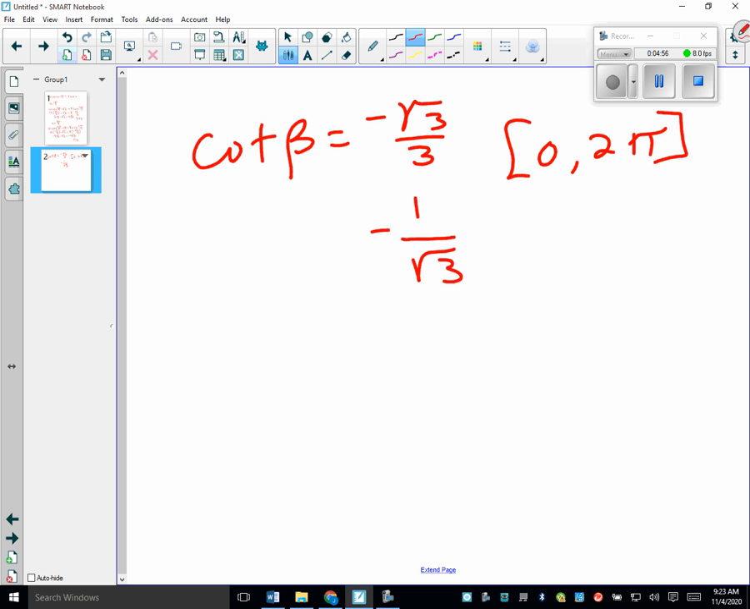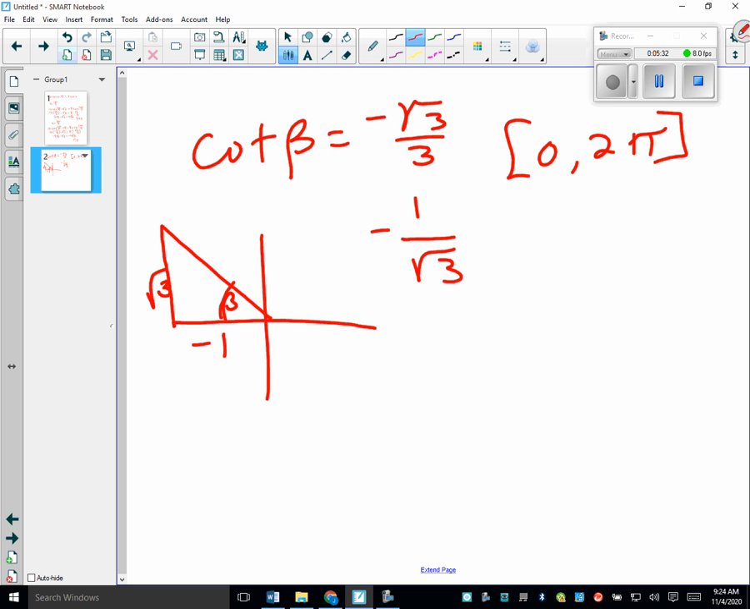So I need to put this first in quadrant 2. This is beta, and cotangent is adjacent over opposite. So this is negative 1, this is radical 3, and then the hypotenuse is 2. So what is this angle? It's pi over 3.